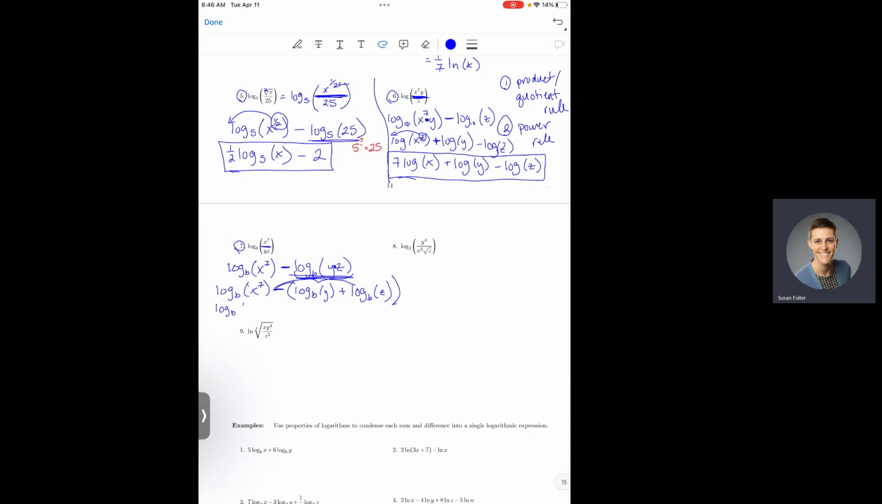So we'll have log base b of x to the 7th minus log base b of y minus log base b of z. And then the very last thing, we still have an exponent here. We can drop that out front. And this becomes, sorry, I'm running out of space here, 7 times log base b of x minus log base b of y minus log base b of z. This is our final answer here.